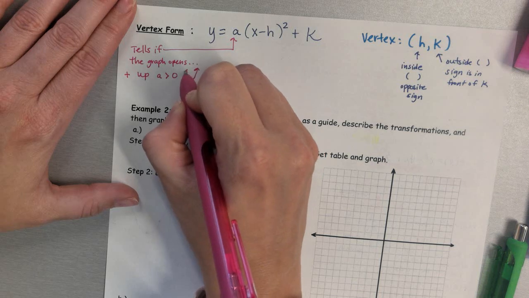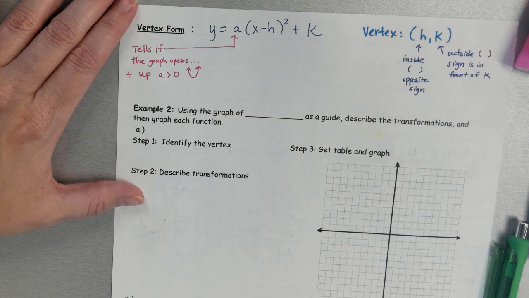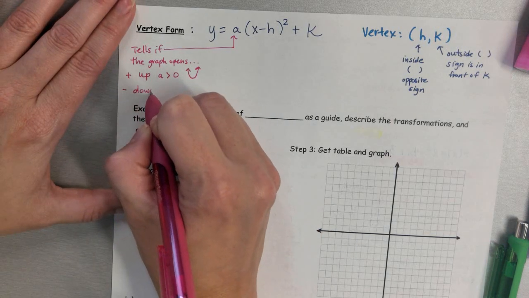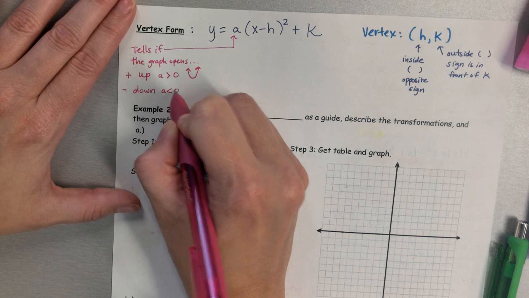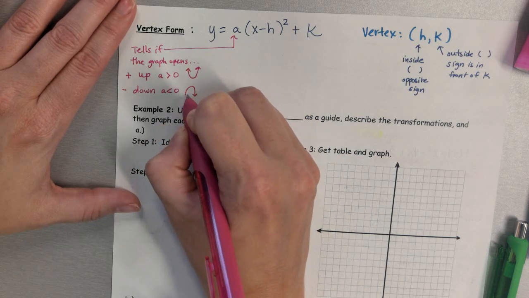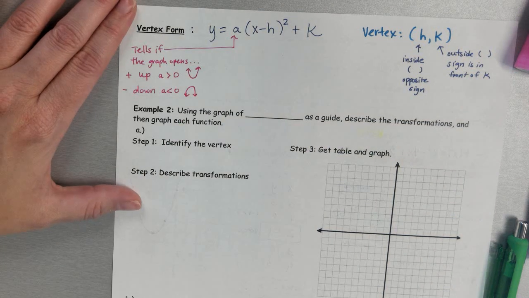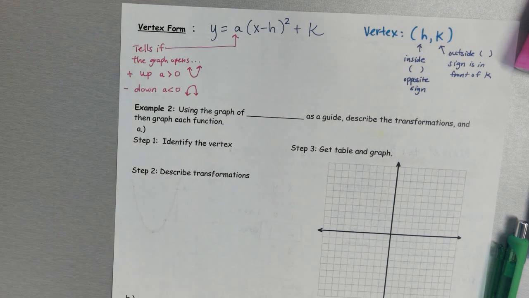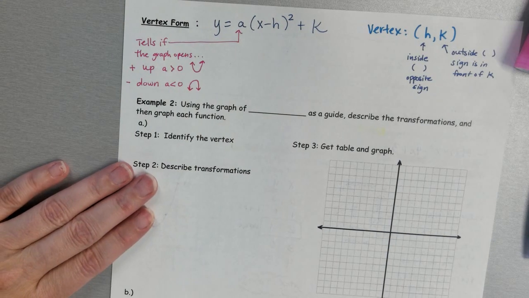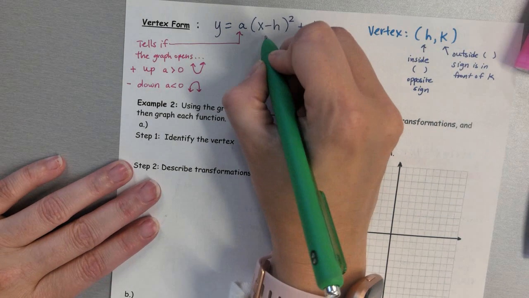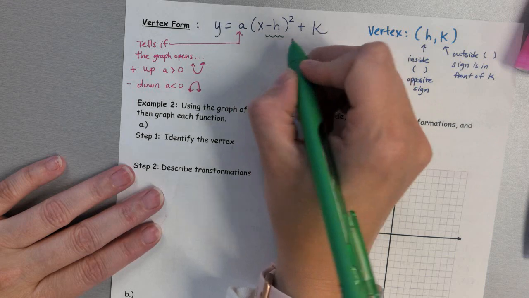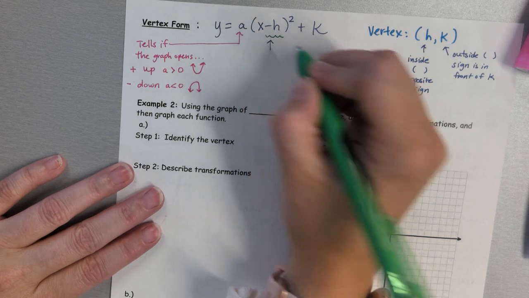Your parabola is going to look like this. Whereas if it's negative, it'll open down. You'll see your a value is less than 0, and it'll be opening down. These also tell you your transformations. So this here, do you guys remember what it is? The transformation? It's a type of shift.